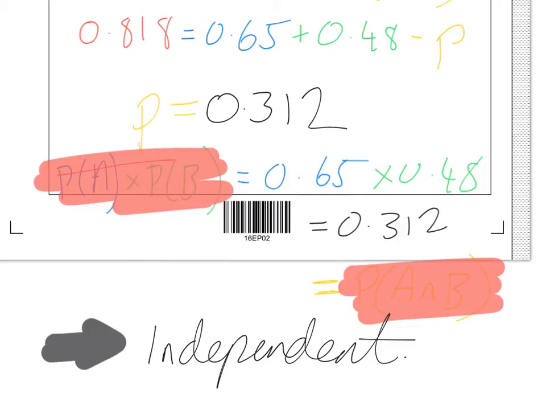Make sure, in order to get the reasoning mark, that you write a sentence to that effect. Since P(A) times P(B) equals P(A intersect B), the two events are independent. Otherwise, you might not be awarded it, and you don't want to miss out on the mark when you've done all the work you need to.